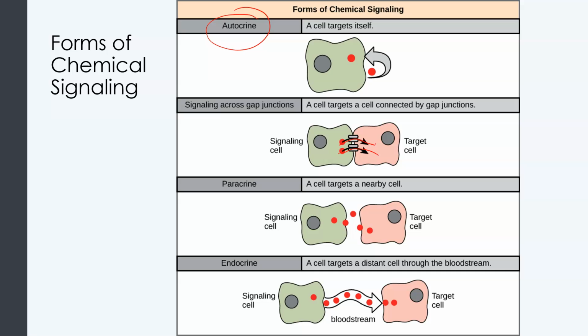And then there's paracrine. So there's signaling across gap junctions. There is paracrine signaling, which is when a cell targets a nearby cell. This is very, very similar to endocrine signaling, which is when the signaling cell sends the ligand through the bloodstream to the target cell. So here, the ligand is actually a hormone.